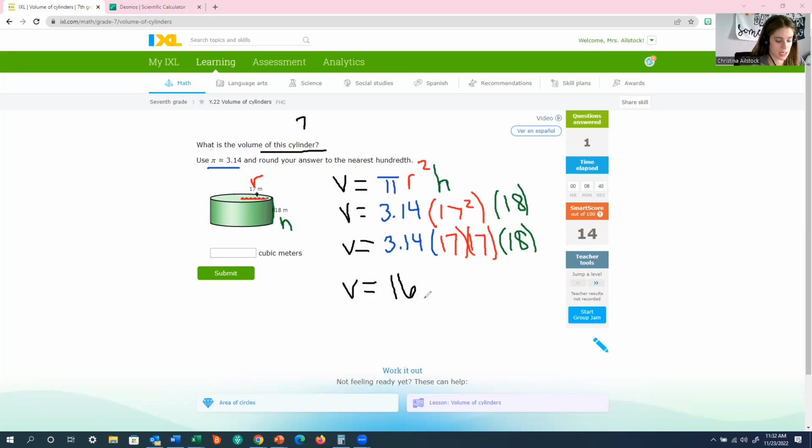We have 16,334 and 28 hundredths of, and let's see, our label is cubic meters. So another way you can write that is meters cubed. And that would be our volume.